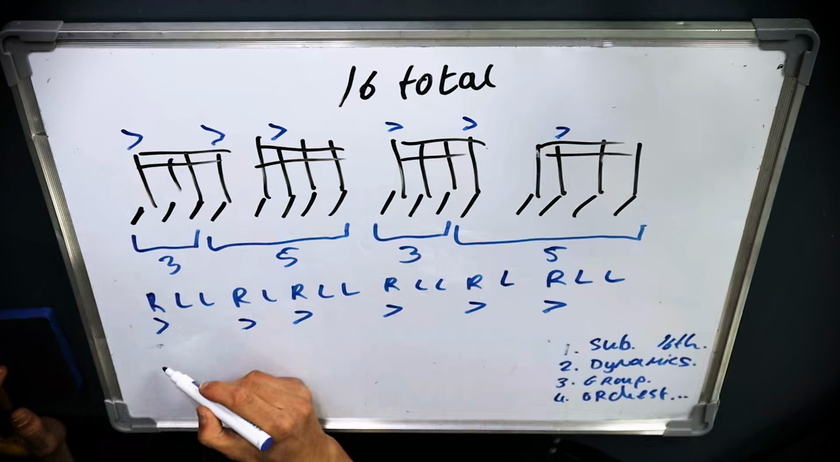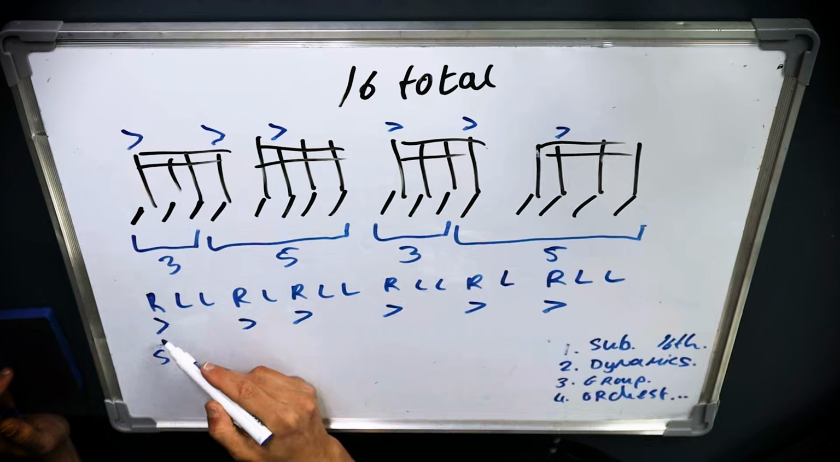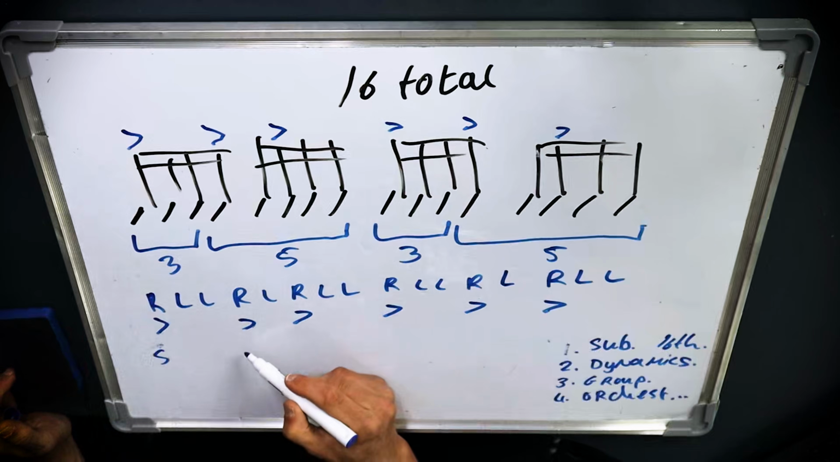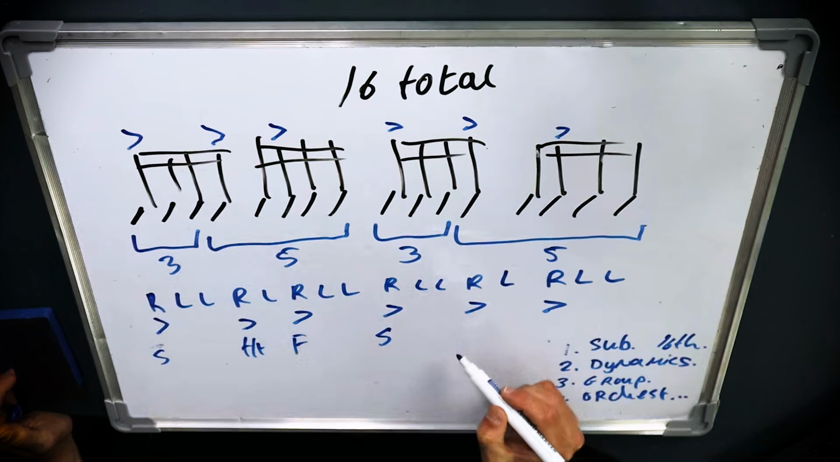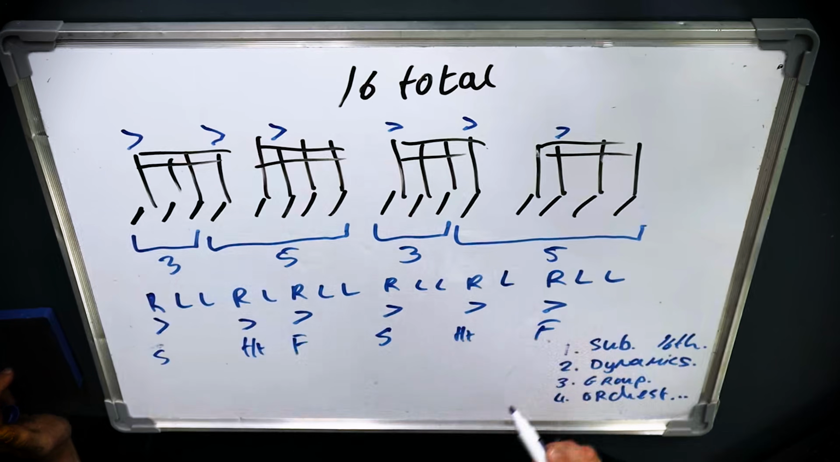But here's the cool thing. We can actually split the 5, right? Because the 5 has 2 accents. The 3 only has 1 accent and the 5 has 2 accents. So what if we split that one? So let's say we play our first 3, we play that on the snare, and then we play high tom, floor tom. Same thing, snare, high tom, floor tom.